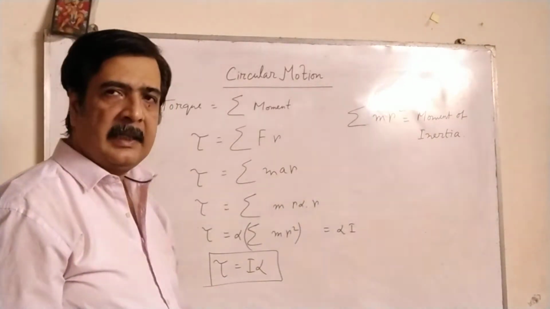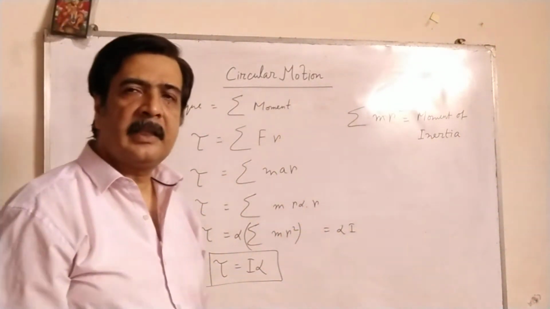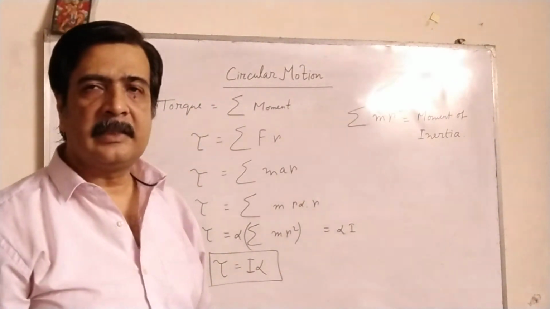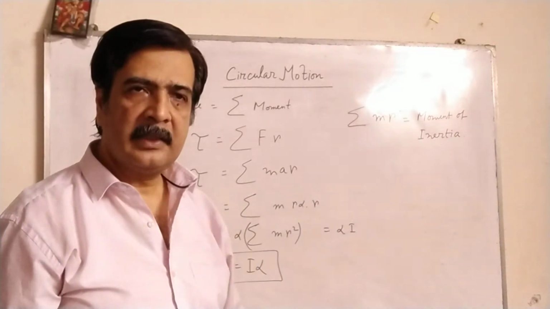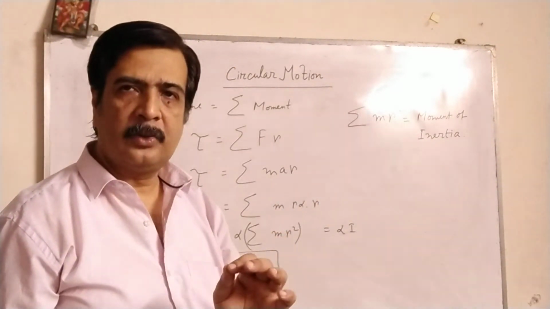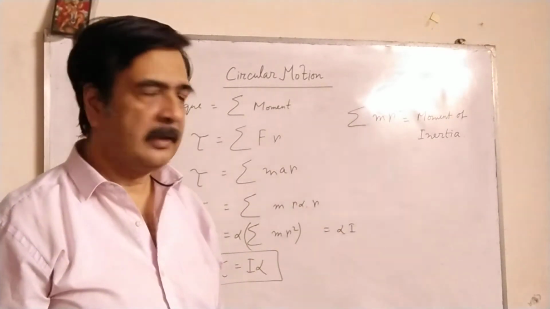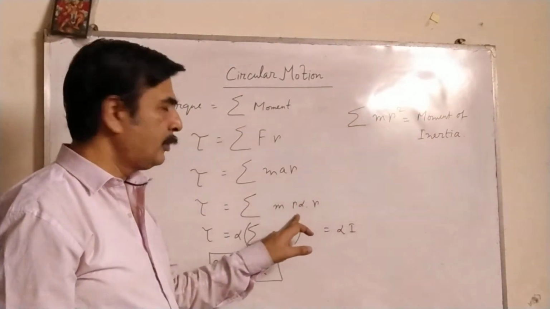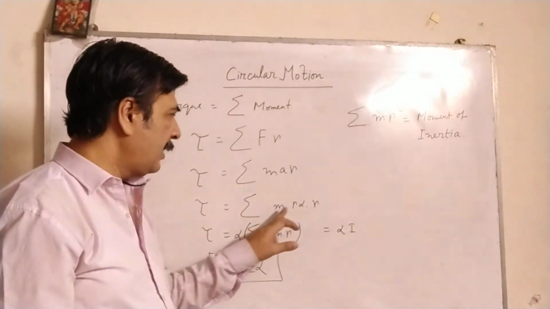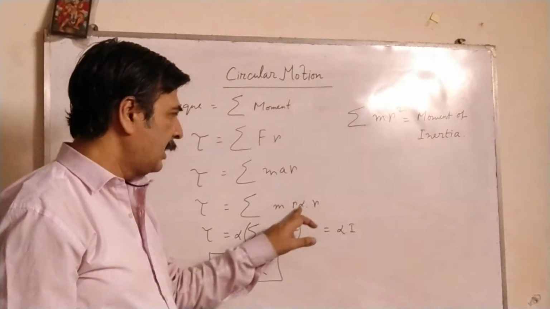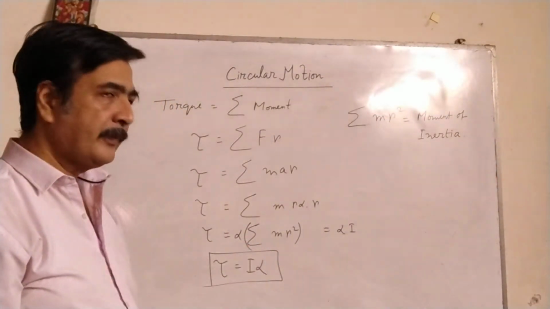Again, a is the linear acceleration. What is the relation between linear acceleration and angular acceleration? That is a is equal to r alpha, where alpha is the angular acceleration. The relation is linear acceleration is equal to r into angular acceleration. So a is equal to r alpha. So instead of a, I have put here r alpha into r. So sigma m r squared, and alpha is a constant; I have taken it out of the summation sign.